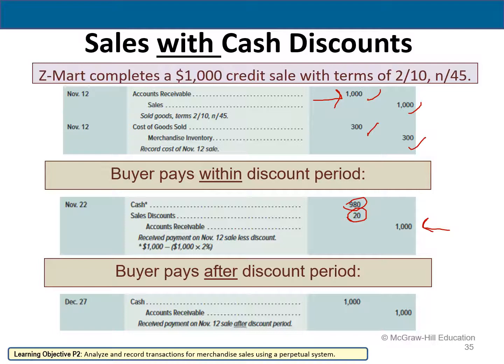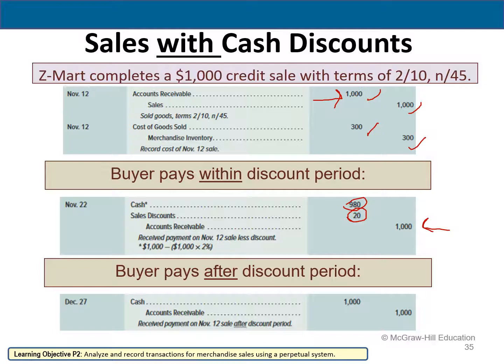Sales discounts is a contra revenue account, so it works the opposite of revenue. So revenue you credit to increase, contra revenue you debit to increase, okay? So we debit our sales discounts. So we have a debit to cash for $980, a debit to sales discounts for $20, and then we remove our receivable from the books with a credit of $1,000.